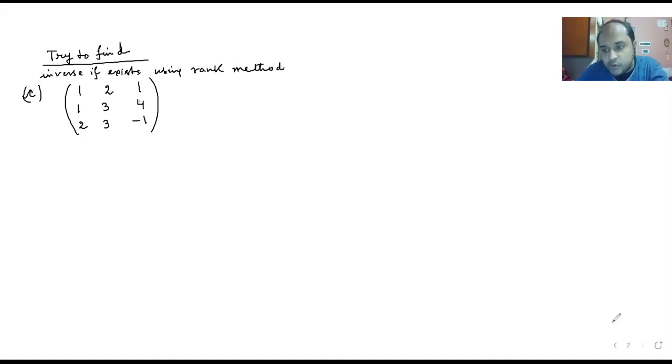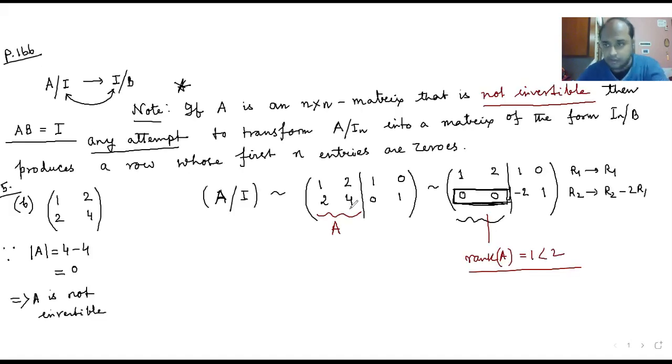And the operations which I have performed in calculating the inverse of the matrix, the elementary row operations that we have performed, are actually a special case of row reduced echelon form.